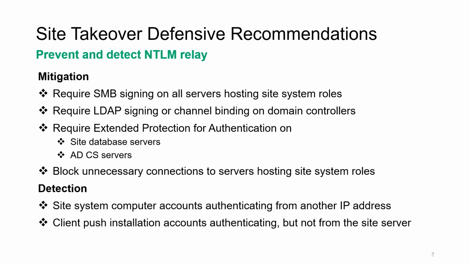So we can require SMB signing on the target in order to prevent relay to the SMB service. We can require LDAP signing or channel binding on domain controllers to prevent relay to LDAP for resource-based constrained delegation attacks or shadow credentials attacks. We can require extended protection for authentication on the site database servers, MS SQL service, to prevent the site database takeover that we demonstrated today. We can require EPA for ADCS servers to prevent relay to the HTTP service to enroll a certificate.